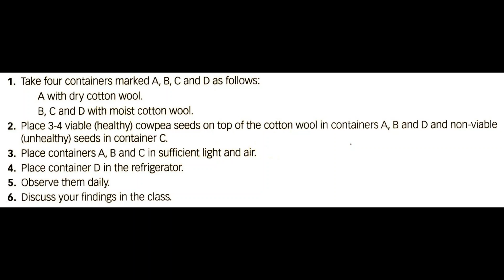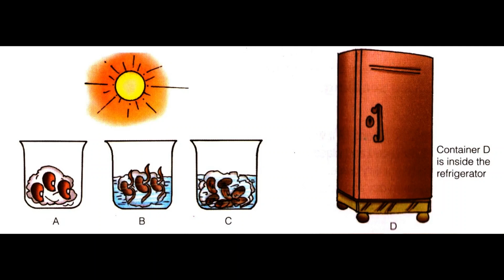Now place 3 or 4 healthy cowpea seeds on top of the cotton wool in containers A, B and D, and some unhealthy, shriveled up seeds in container C. Place containers A, B and C in sufficient light and air. Place container D in the refrigerator. Now go on observing them daily.